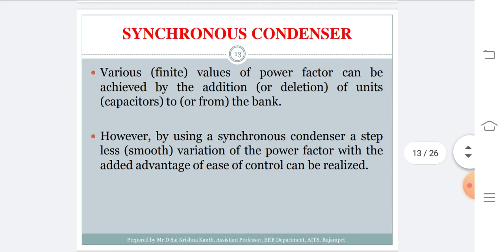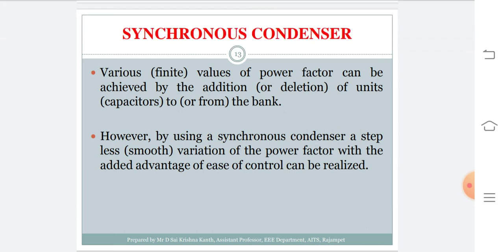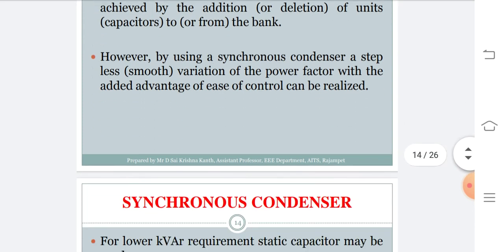Here various values of power factor can be achieved by addition of capacitor banks, as in the case of static shunt capacitive compensation. So here also the same can be done, but here a stepless variation can be done. There, only step by step we have to do, but here a stepless smooth variation can be provided with the help of a synchronous condenser when compared with static shunt capacitive compensation. This is the major added advantage of the synchronous condenser.